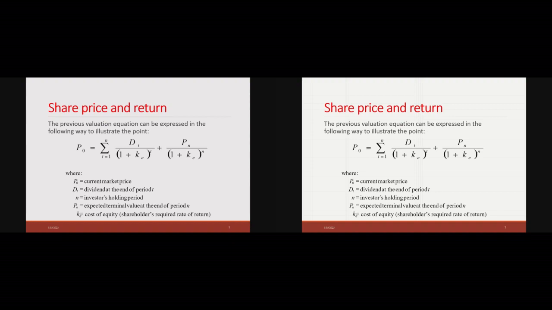Alternatively, can we say, will the timing of the equity sale influence our current price? Different investors may have different investment horizons. You may want to hold 3 years, others may want to hold 5 years. So does your investment horizon influence the current market price of the equity? Any guess?